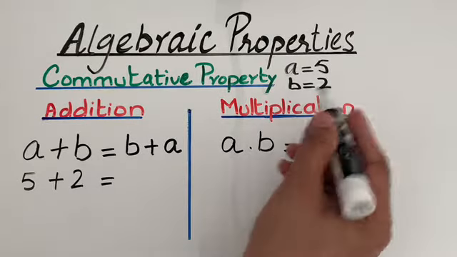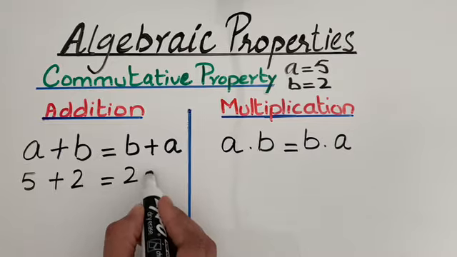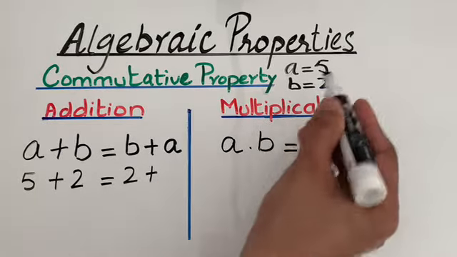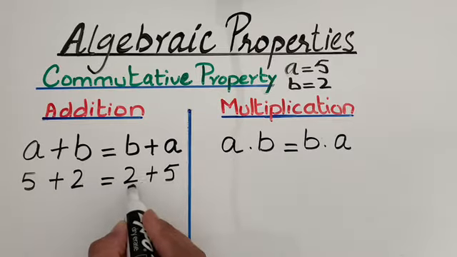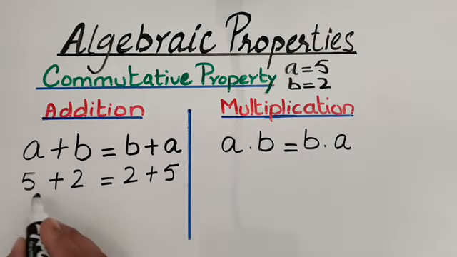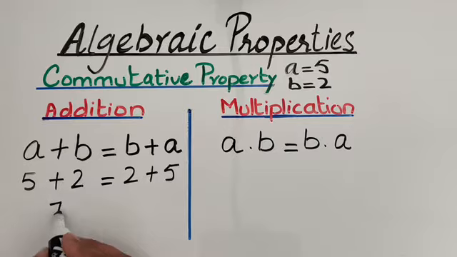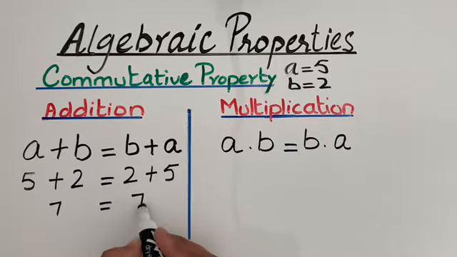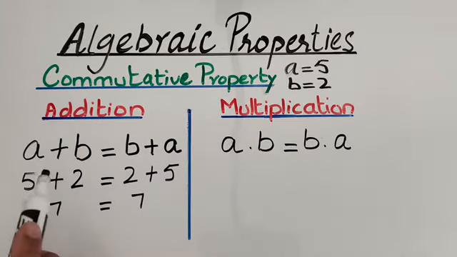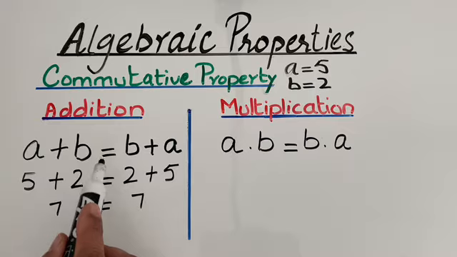B is equal to 2. So 2 plus, and A is 5 here. 5 plus 2 equals 2 plus 5. Let's solve it. 5 plus 2 is 7 and 2 plus 5 is also 7. So this shows the commutative property of addition: A plus B is equal to B plus A.